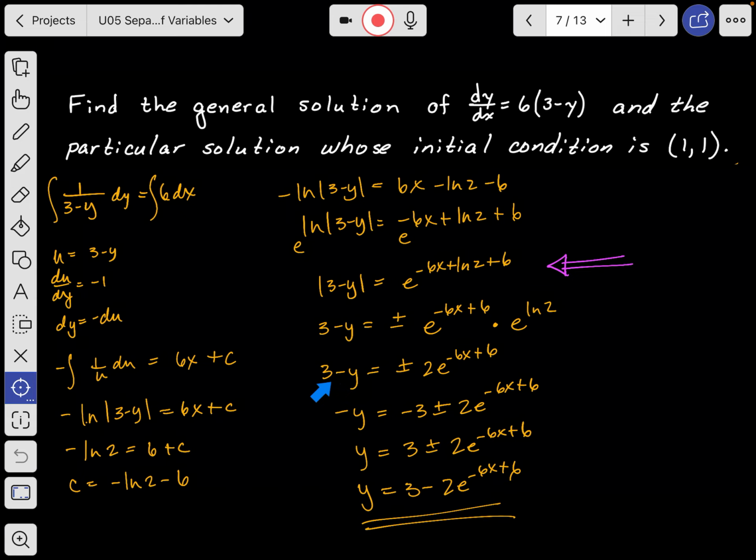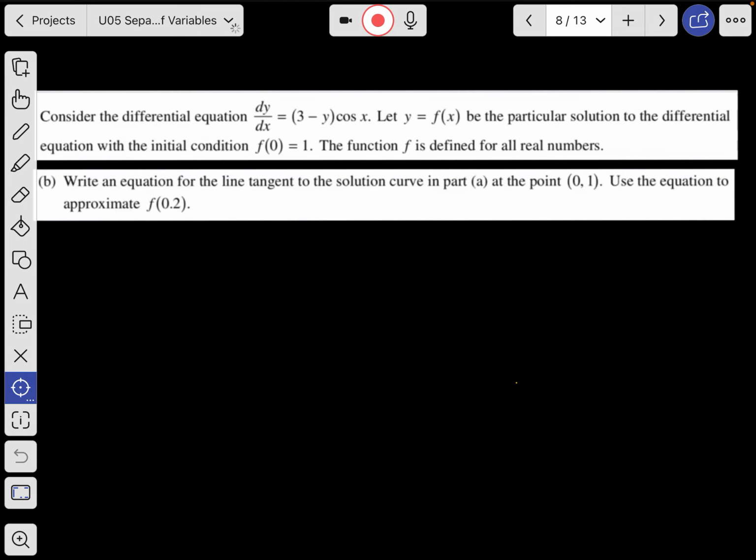So then we're isolating the y, so we subtract 3, divide by a negative, and then we have to decide, do we need the plus or the minus? Well, in this case, with our initial condition (1, 1), we want the y to be 1. 3 minus 2 will give us that 1 value, and so we just leave the minus sign.